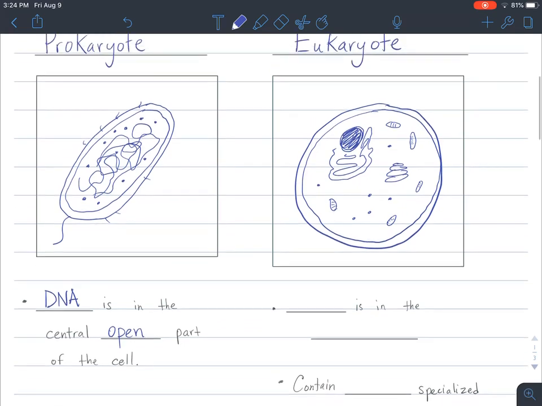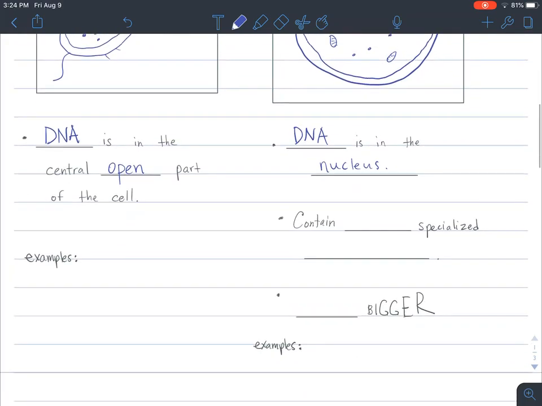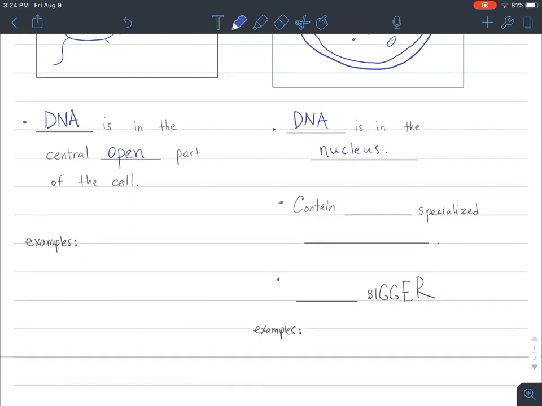Over here though, in a eukaryotic cell, that DNA, that genetic material, is in the, can you guess it? Do you know it? Do you know your organelles? You got it. The DNA is in the nucleus. Okay, so the other thing that makes the eukaryotic cells unique is that they contain many, not just one, but very, very many specialized organelles.